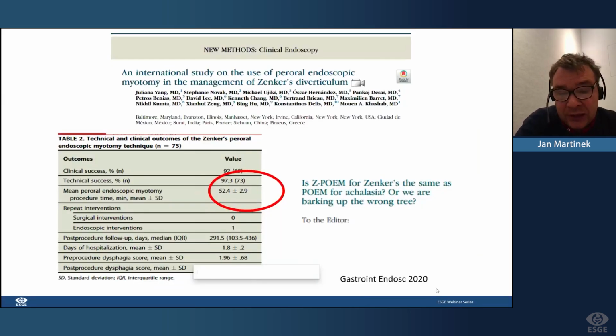One of the first studies, published in 2020, showed that ZPOM is very successful: clinical success 92%, technical success almost 100%, but the procedure time was 52 minutes, quite a long procedure. But I think it was because it was a new procedure and the endoscopists were not very experienced in performing ZPOM.